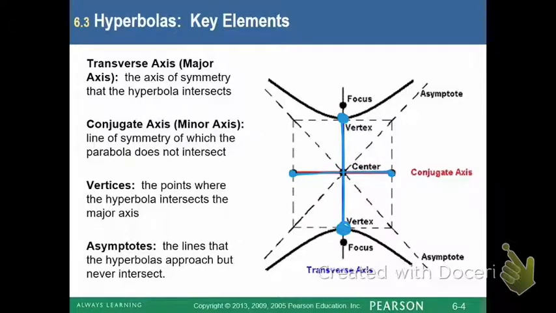The asymptotes are lines that the hyperbola approaches but never touches. So it's going to be these dotted lines right here. As you can see, we're going to use these lines to help us draw the actual hyperbola because it's going to be approaching those 2 lines forever and ever.